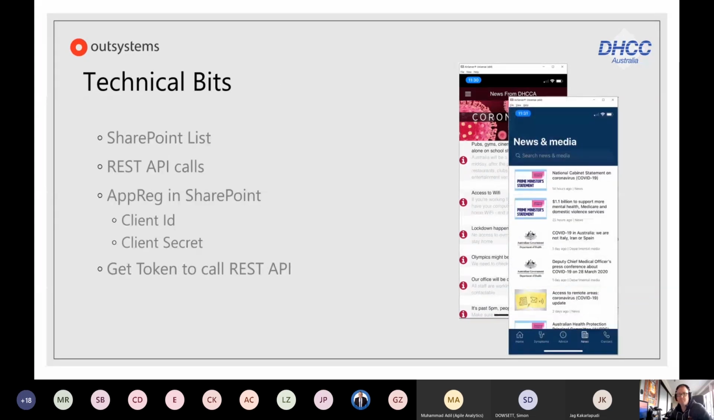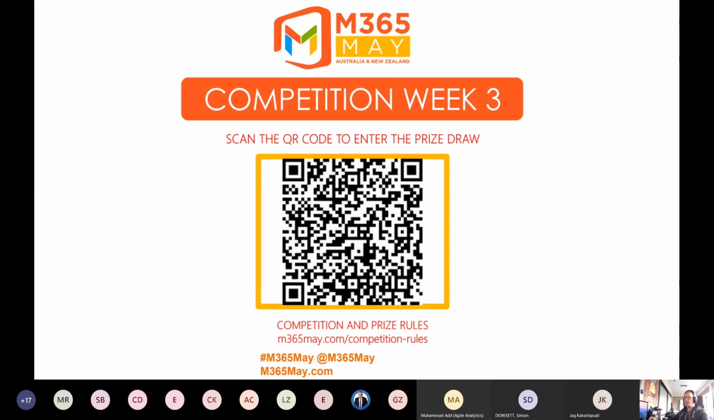And as far as the technical bits, as I mentioned, we've got a SharePoint list. We're going to make use of some REST API calls. And I have an app registration in SharePoint with a client ID and secret. And then we're making use of a token to call those REST endpoints. So very much like CSOM if you were to develop an application using a client tool, SPFx or something like that, and using an auth token back to SharePoint.